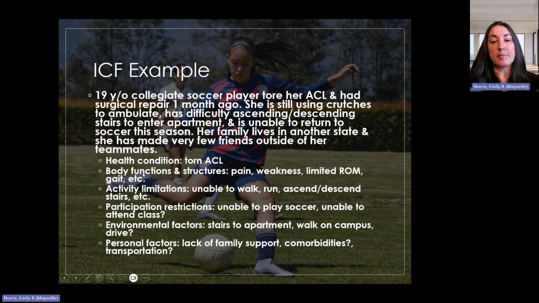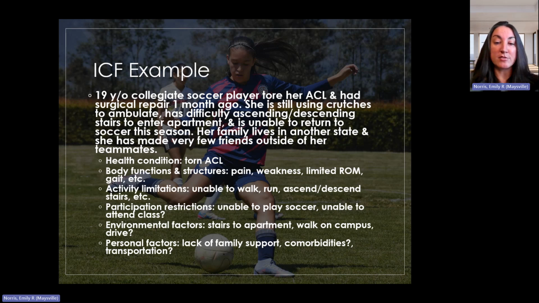What body functions and structures are we talking about? We're talking about pain, weakness, limited range of motion, gait instability, things like that. What activity limitations does she have? Unable to walk, unable to run, unable to go up and down stairs. What participation restrictions are there? Unable to play soccer, unable to attend class.